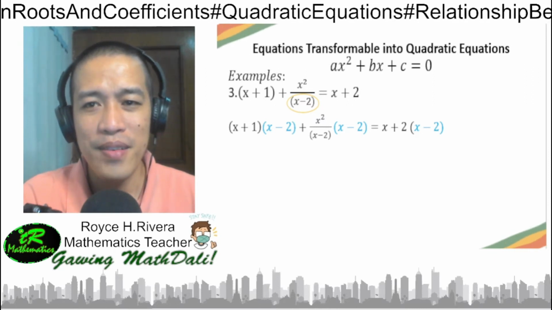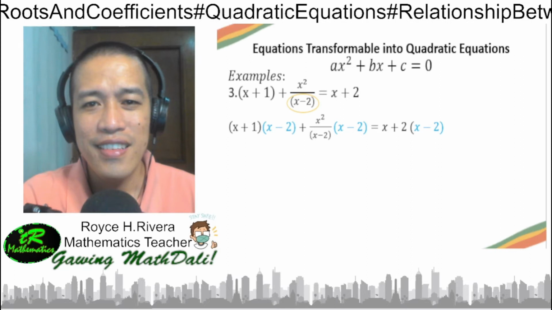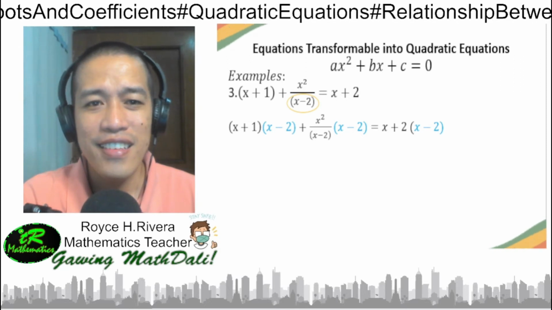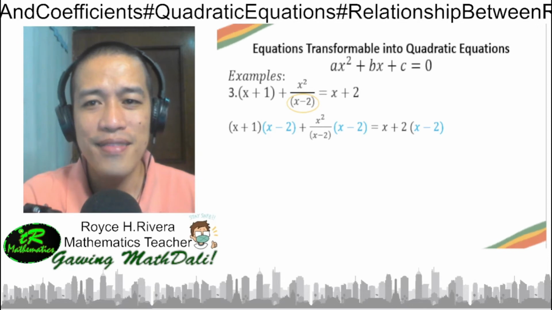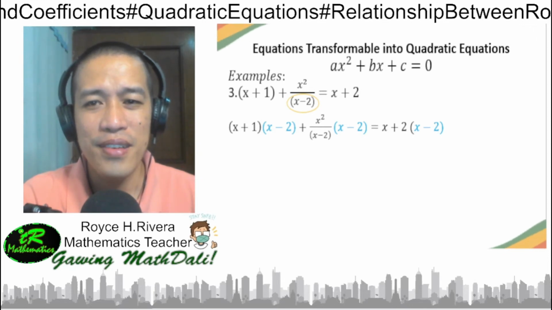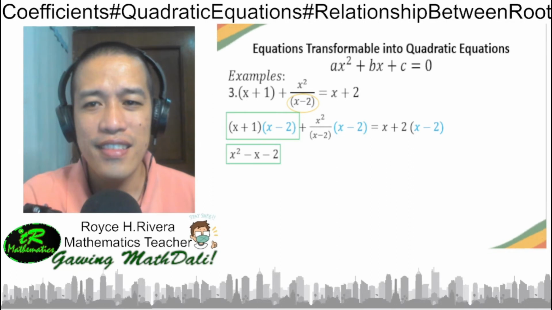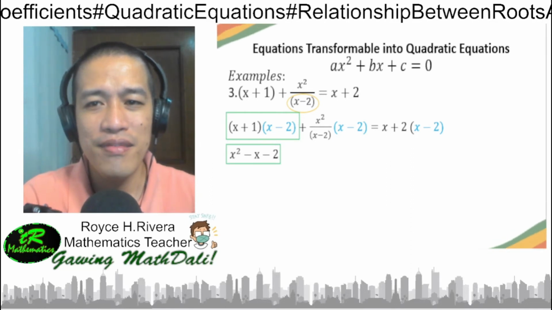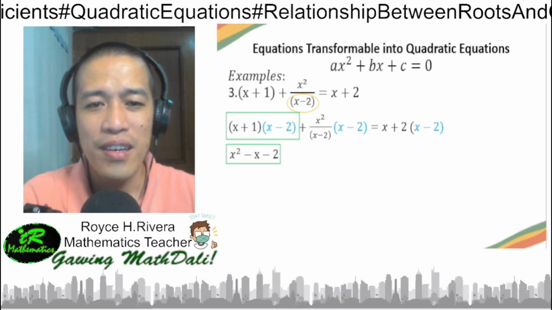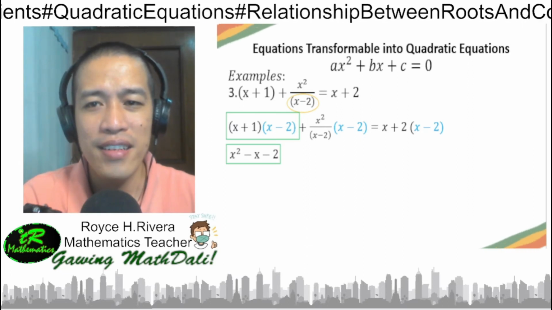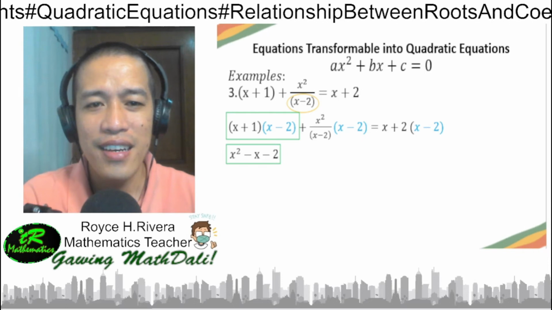Medyo mahaba yung equation. Kaya, solve natin by parts. The first part, the product of x plus 1 and x minus 2, we have x squared minus x minus 2.